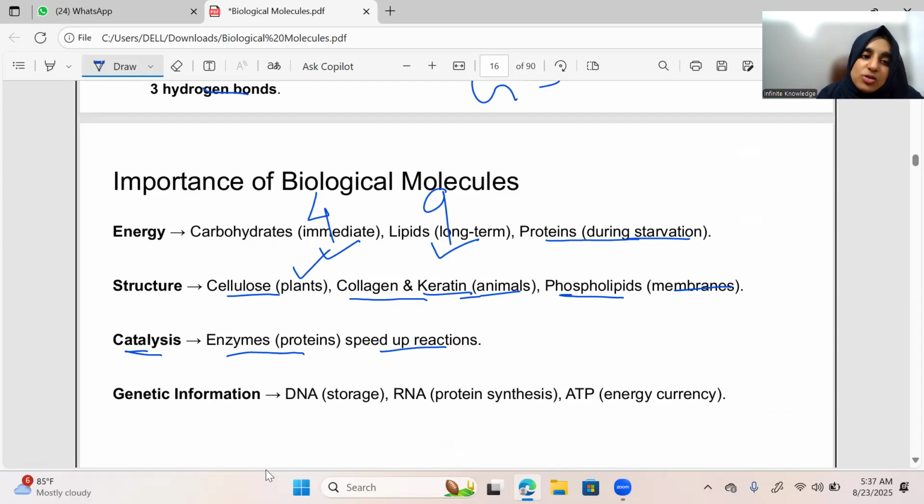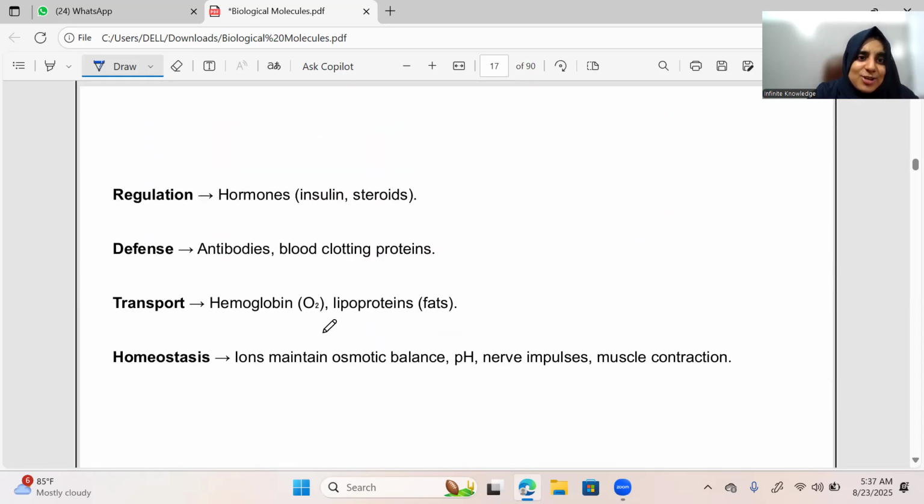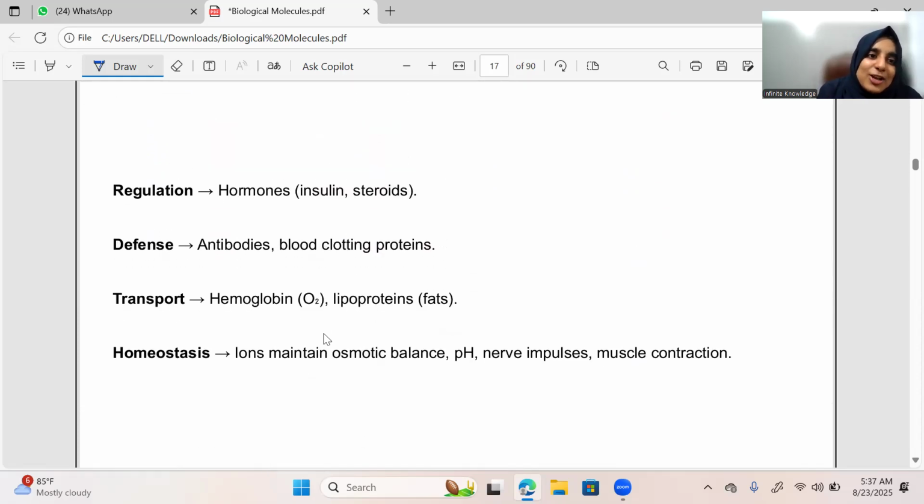Next we also have hormones, which is not mentioned over here, but you need to know this. Genetic information is stored in the form of DNA. RNA is used for protein synthesis, and ATP is used as energy currency. Okay, so it is actually mentioned: hormones are mentioned in the regulation, that it is used as insulin and steroids, which are very common hormones.